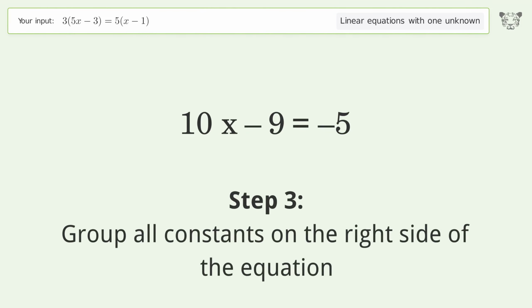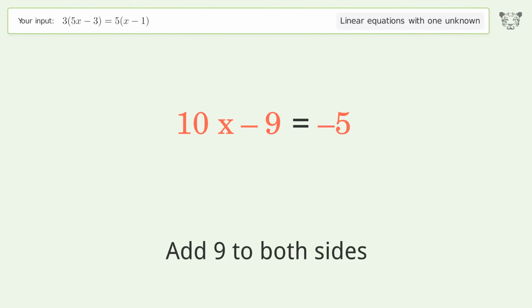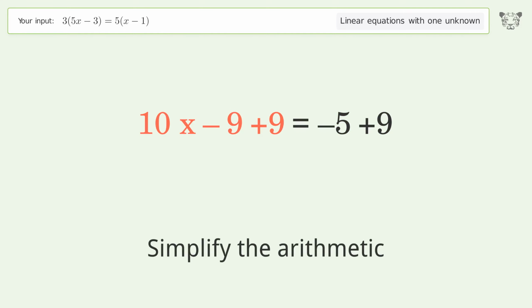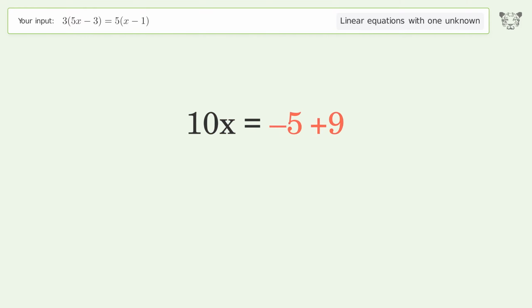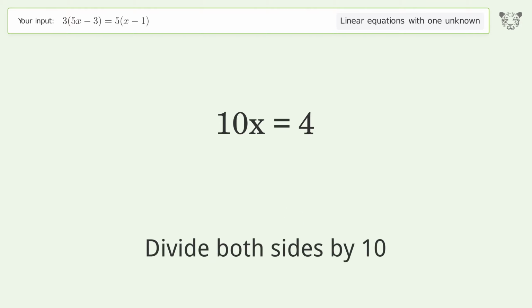Group all constants on the right side of the equation. Add 9 to both sides. Simplify the arithmetic. Isolate the x. Divide both sides by 10.